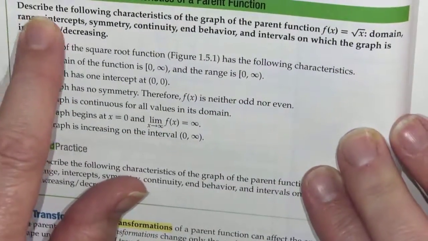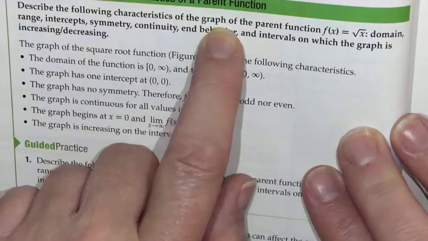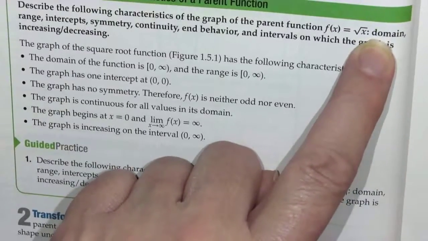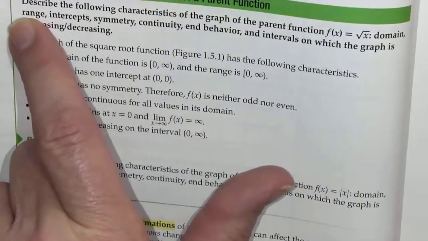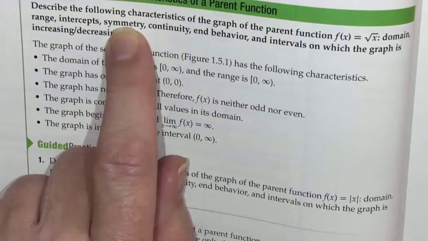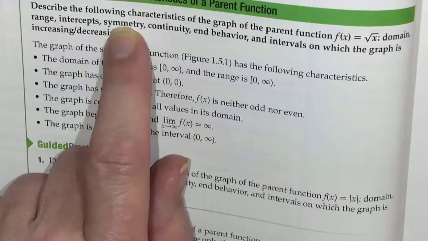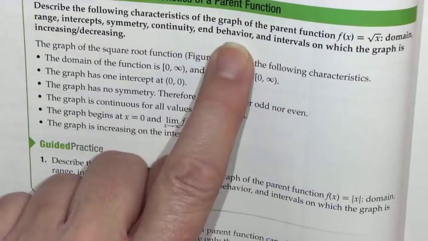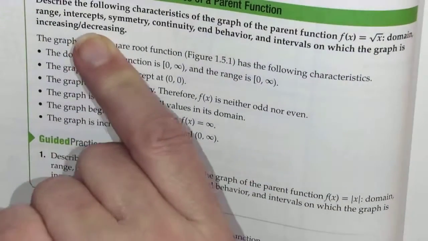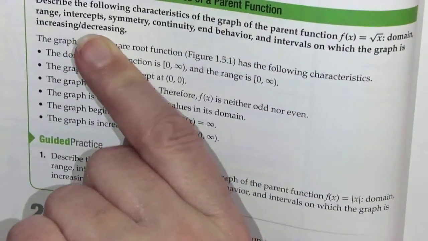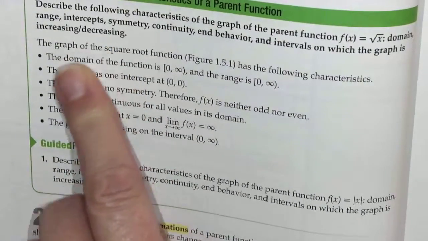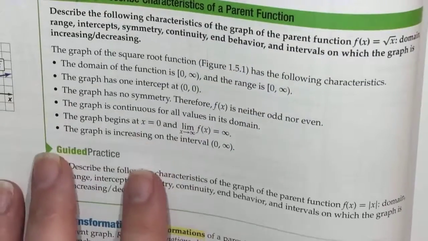Okay, let's look at this example. Describe the following characteristics of the graph of the parent function f of x equals the square root of x. So we need to cover the domain, the range, the intercepts. Sometimes you'll have both, sometimes you won't. Symmetry, if there is any, continuity, end behavior, and intervals on which the graph is increasing and decreasing. So these are the things you need to cover when you are describing the characteristics of a parent function or any function.